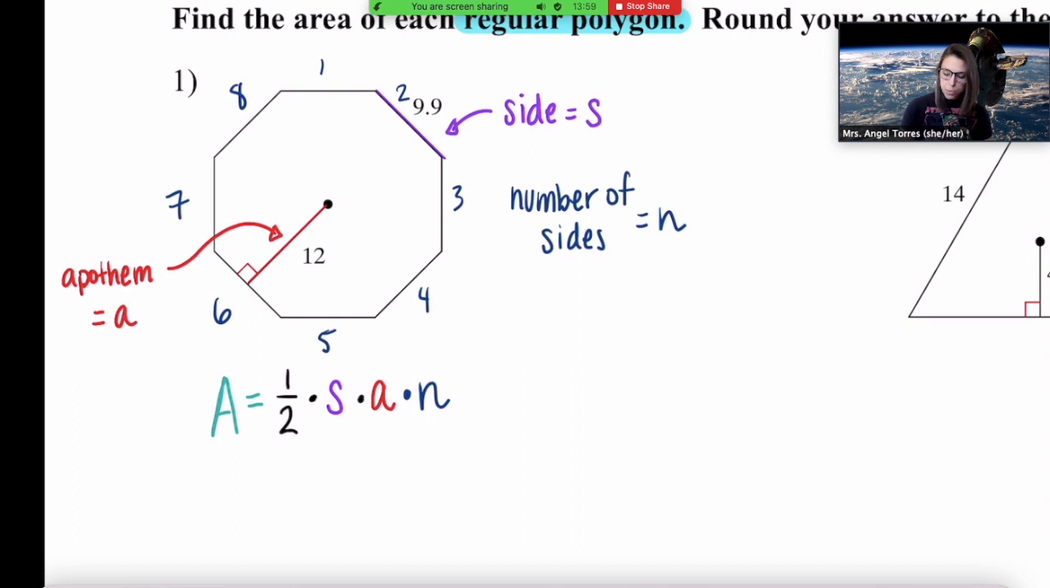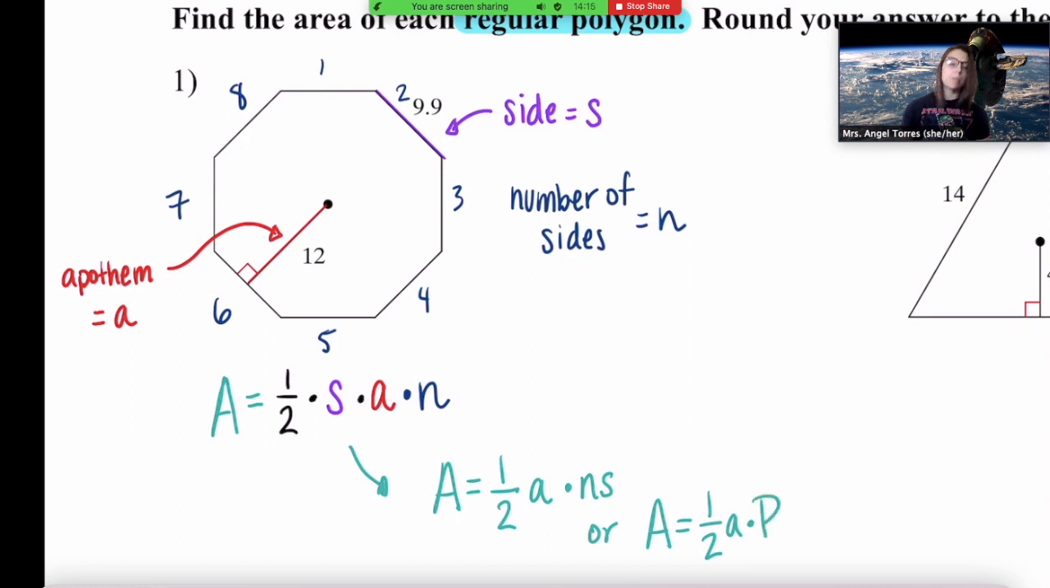In a textbook, you won't see it written like this. You will see it written as 1/2 apothem times the number of sides times the side, or 1/2 times apothem times perimeter, because perimeter is basically just the total number of triangles. But keep in mind, all you have to do is find the area of one of those triangles and then multiply it by the number of sides.